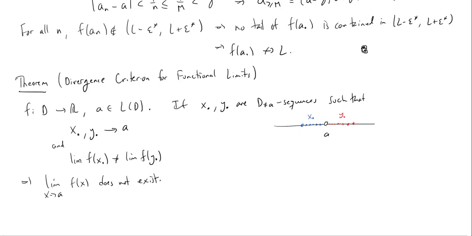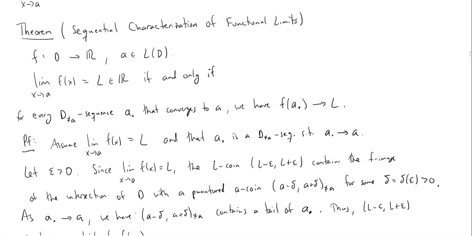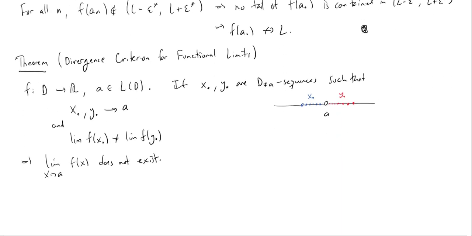If we go back up to our sequential characterization of limits, we can see this pretty easily. If the limit did exist and was equal to some L, then we would know that for every D not equal to a sequence that converged to a, the f image of that sequence would converge to the same L. So if you have two sequences x and y which converge to a, and their f images converge to different values, then this limit must not exist. All right, so that is our divergence criterion.